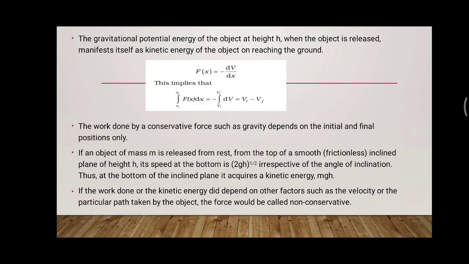As you are integrating both sides, we will obtain the integral from xi to xf of F of x dx is equal to minus the integral from Vi to Vf of dV. That is, minus the integral of V from Vi to Vf means equal to Vi minus Vf.